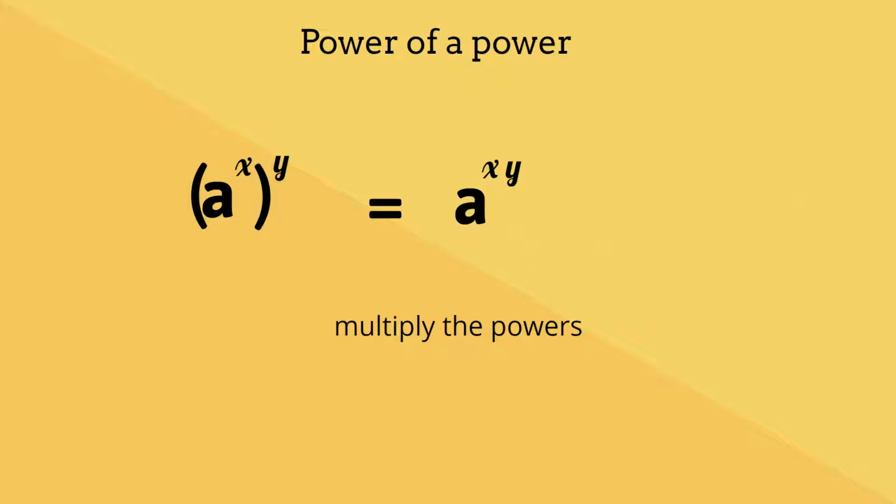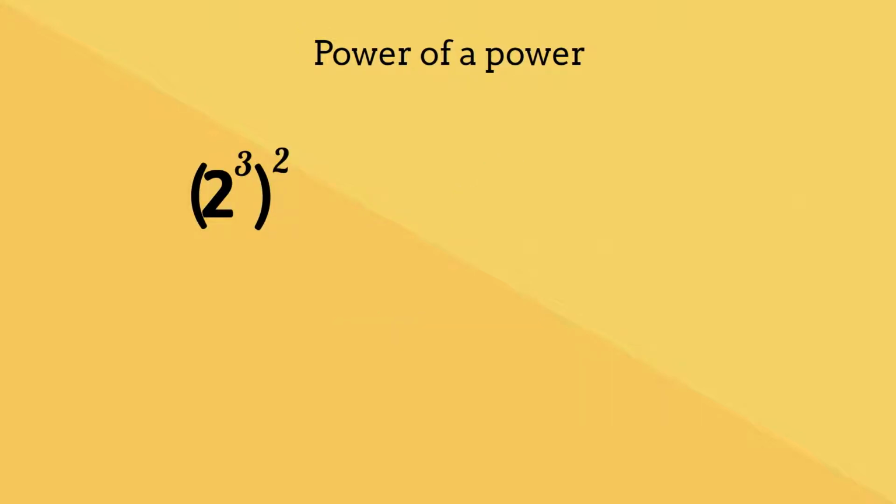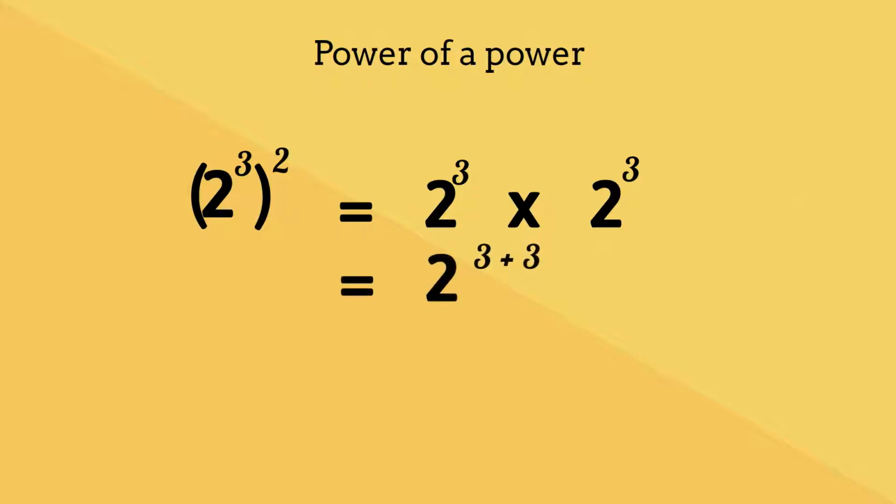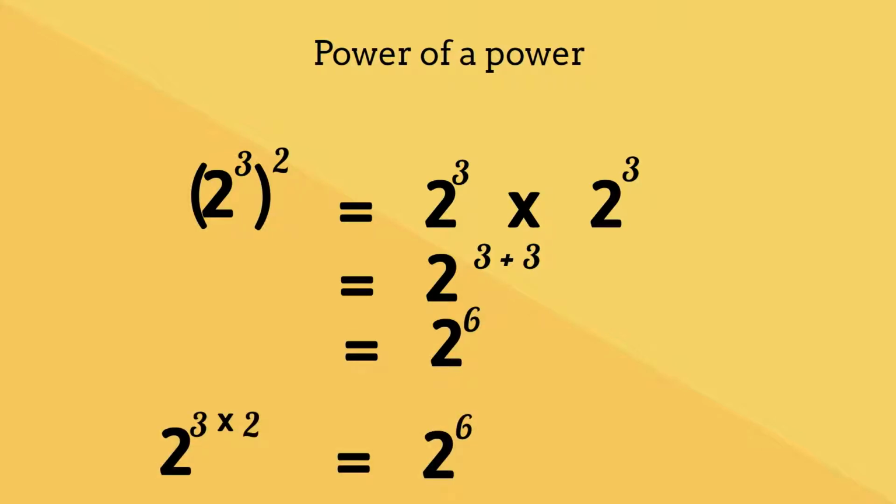Here's a third rule. When a power is being raised to another power, we just multiply the powers. Let's see how this works using real numbers. If we have 2 to the power 3 squared, that means we have 2 to the power 3 times 2 to the power 3. If we add the indices, we would have 2 to the power 6, but we can get the same answer if we just multiply the indices.